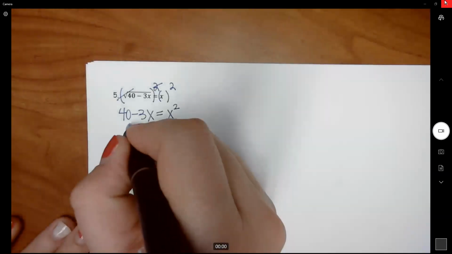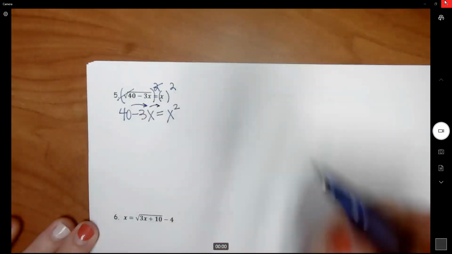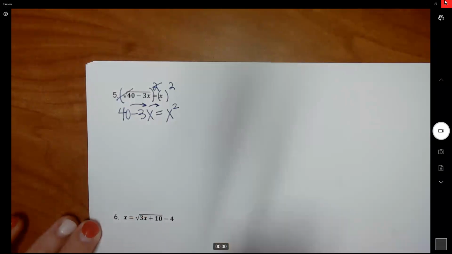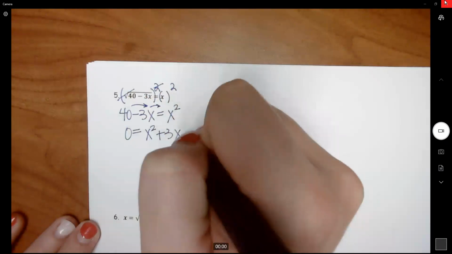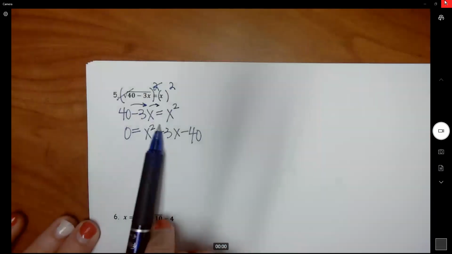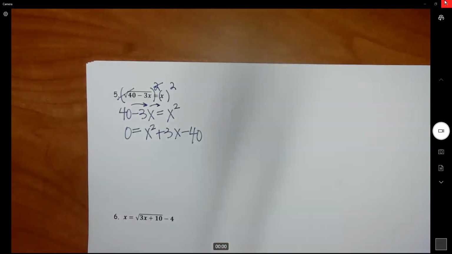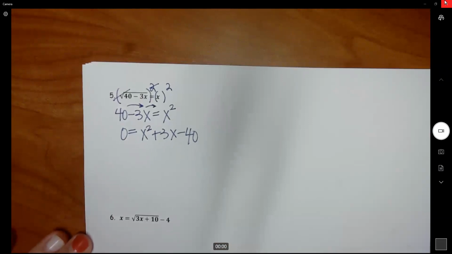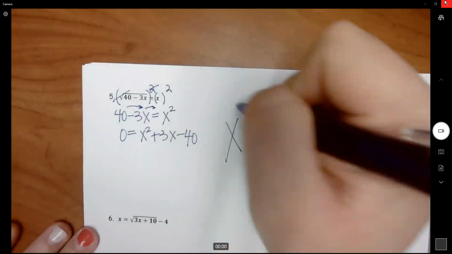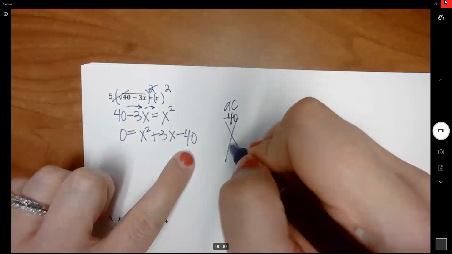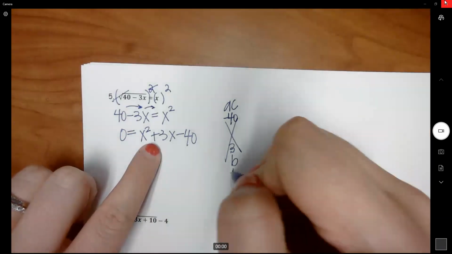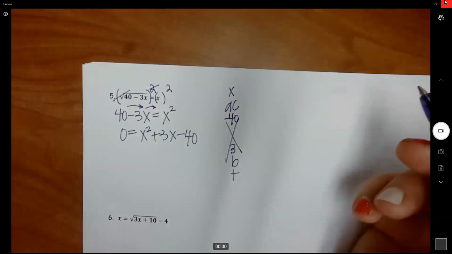So I'm going to move my 40 and my 3x over because I want to keep my squared term positive. So I've got x squared plus 3x minus 40. Add your 3x over, subtract your 40 over. I highly recommend that you always check factoring before the quadratic formula, especially if you're good at factoring, because that takes way less time. So for this, my a times c is -40. It's 1 times -40. My b term is +3. What adds up to 3 and multiplies to -40?